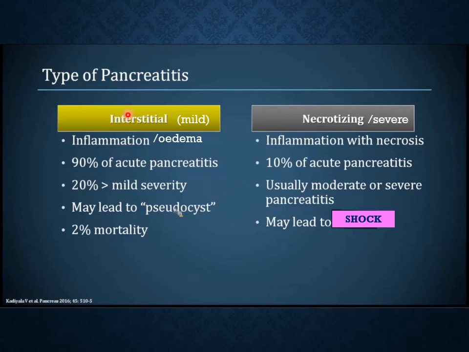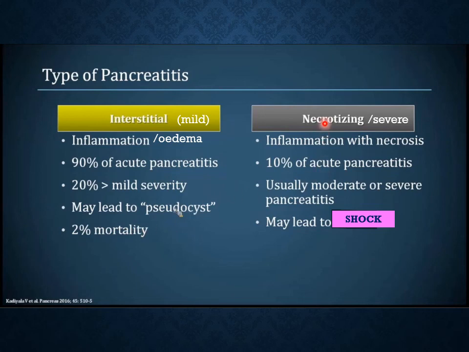What are the types of pancreatitis? Clinically, there are two types of pancreatitis. One is known as interstitial, and the other one is necrotizing. In interstitial pancreatitis, there is acute inflammation, and fortunately, the vast majority of patients, 90% of cases, fall into this category. Only 10 to 20% of them can become more severe. Because of the accumulation of fluid due to the inflammation, patients may develop a pseudocyst. The mortality rate is about 2%.